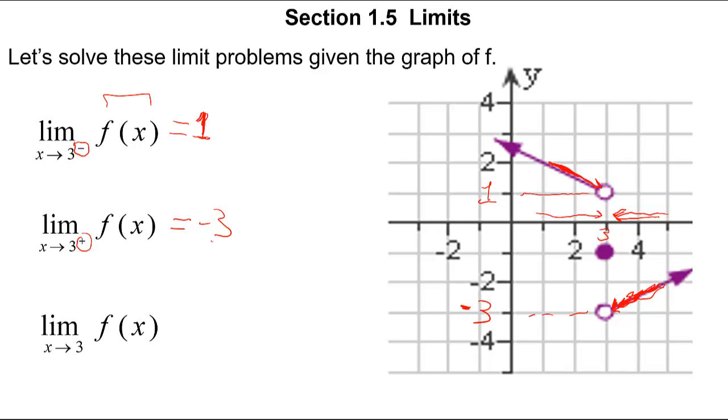Now, what does that imply about the limit itself, or the two-sided limit? As we said earlier, if the left-hand limit and the right-hand limit agree, then we can say the limit is whatever that number is. If they don't, we say that the limit does not exist. Simple enough.